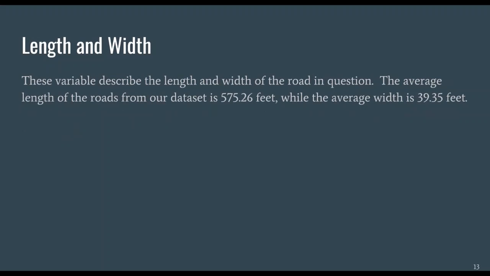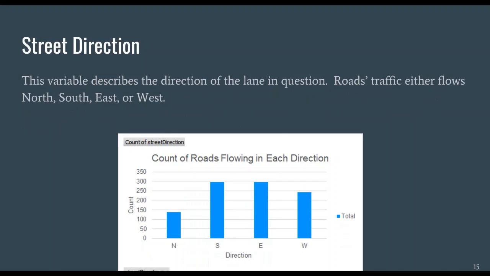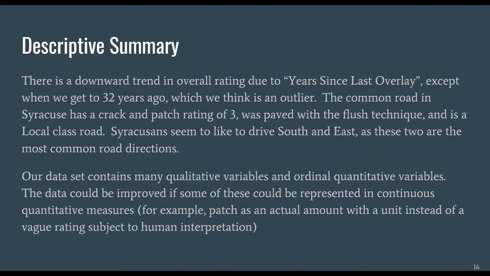Length and width. The average length of roads from our data set was 575.26 feet. The average width was 39.35. Class of the road. There were many local and minor arterial roads in our data set, and not too many principal arterial or county roads. Street direction. Most of the roads in our data set flowed south and east, west not too far third, and I guess most people don't need to go north in the city.